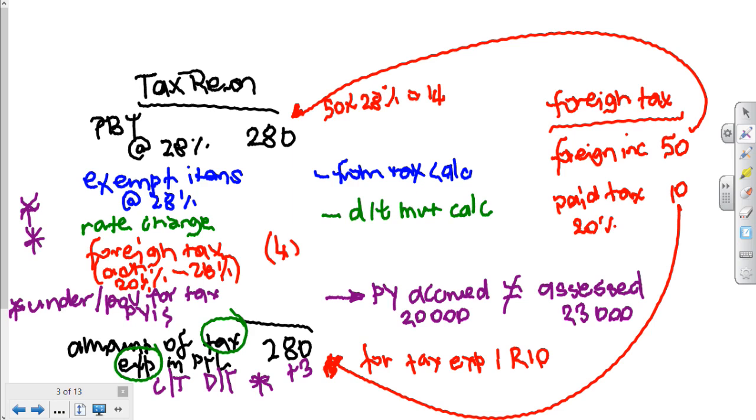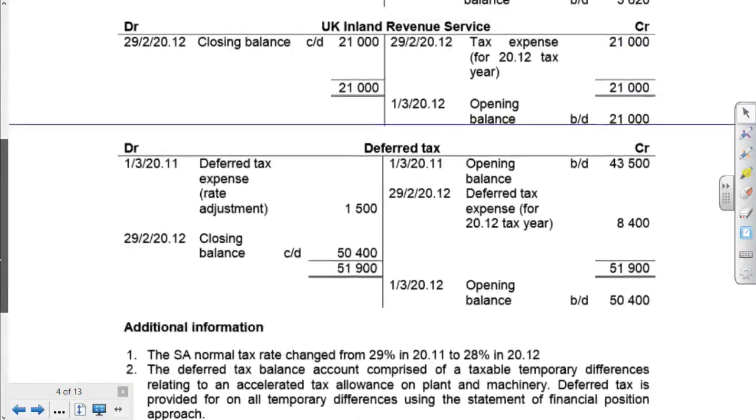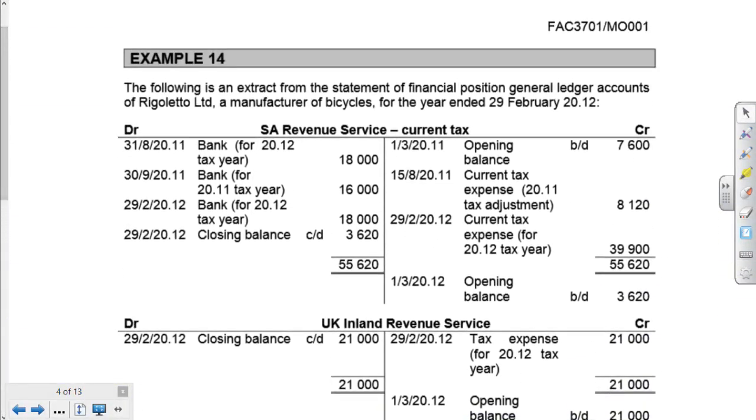Okay, let's look at an example. The example is in your study guides, it's example 14, on page 51. All right, so if we look at this, they've given us T accounts, and I know that some of you are probably not that familiar with or used to working with T accounts, but you need to be able to interpret them. It is something that you learned going back to school days, isn't it, T accounts?